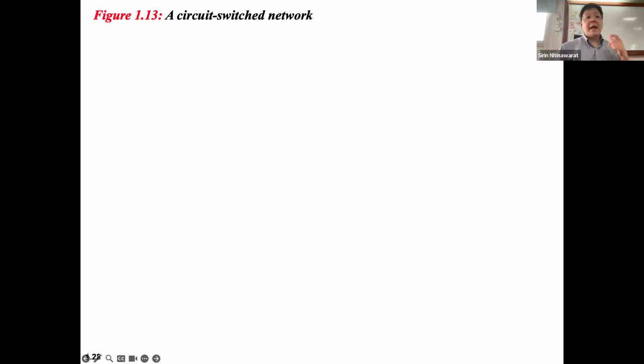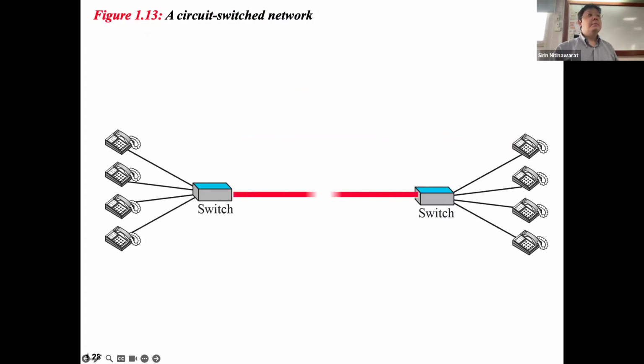Circuit switching came first, because in many global networks, like the global network for the landline telephone lines, circuit switching was used. So again, I remind you of this picture of a toy network, consisting of four telephones on the left and four telephones on the right.